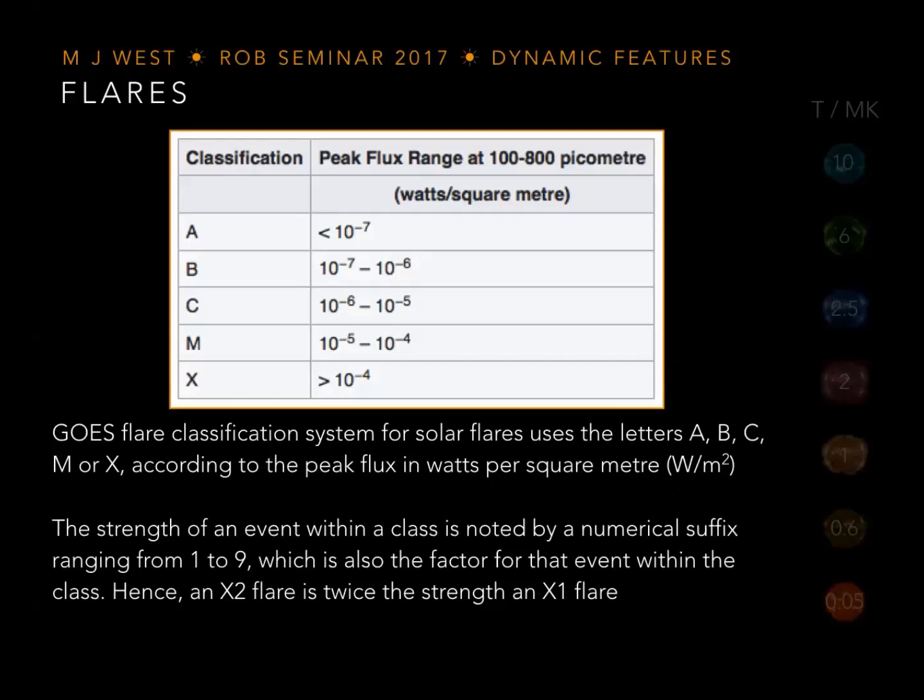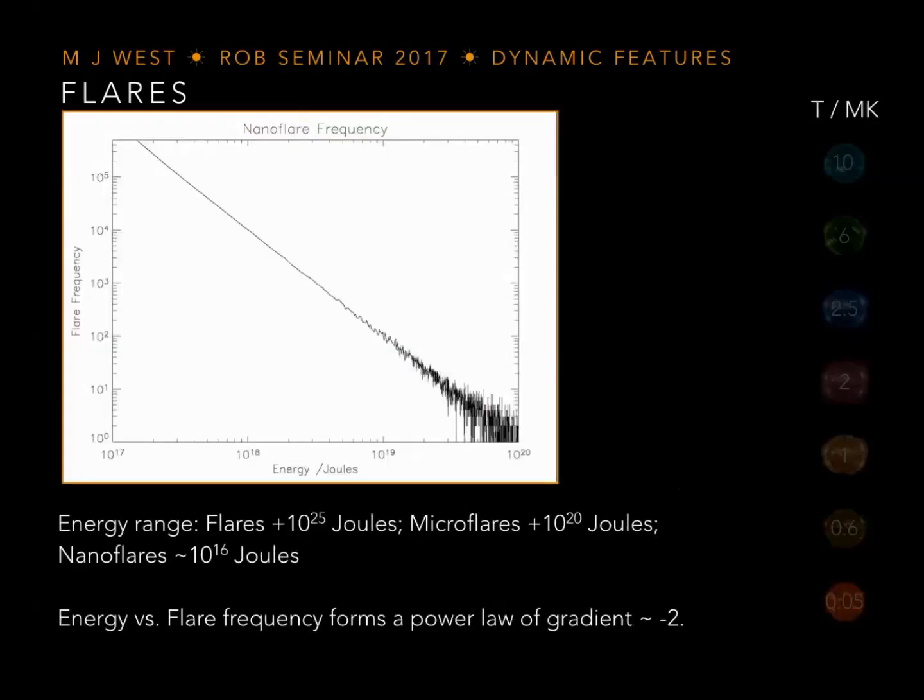But when we look at the solar atmosphere, we also have to consider smaller flares as well. These are flares known as microflares and nanoflares. Here I've just made a quick plot which shows the power spectrum of flares versus energy. What I want you to take away from this plot is that we have lots of flares with lower energy and fewer flares of higher energy.